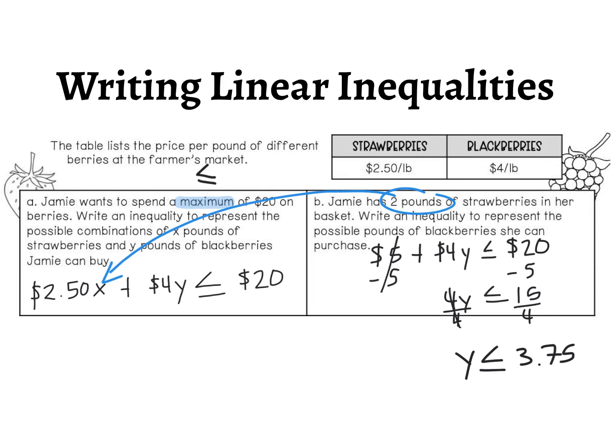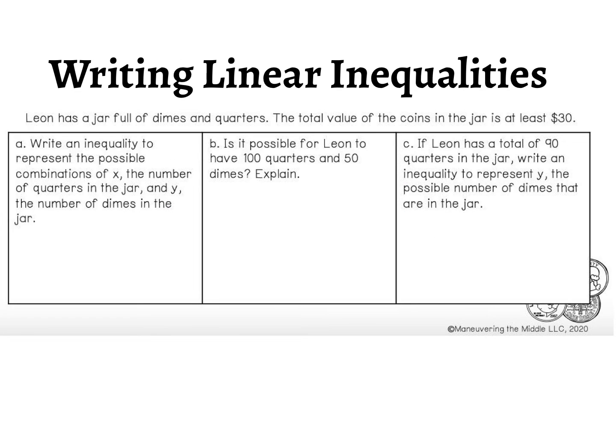Let's try another example. Leon has a jar full of dimes and quarters. So here we're talking about money, dimes and quarters. The total value of the coins is at least $30. There's my keyword, at least. At least means more than or equal to $30. So greater than or equal to $30 is what I'm trying to keep. Sorry, there's no budget here. It's at least $30 that we're looking at.